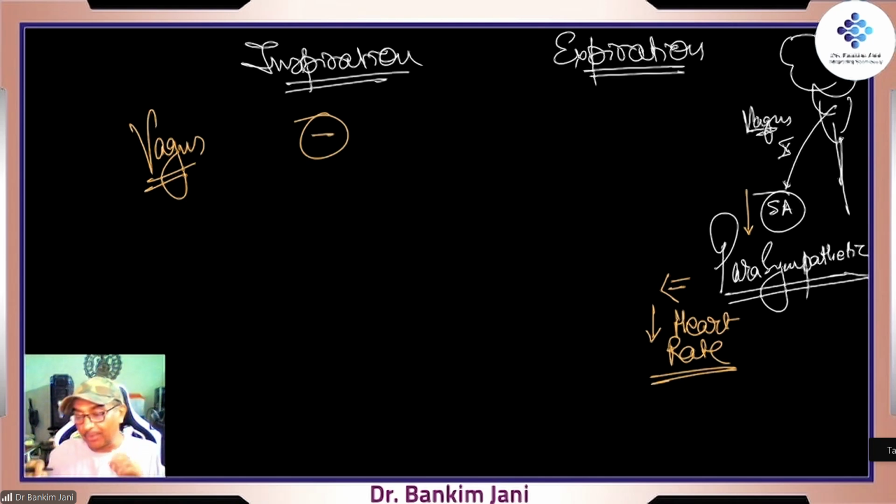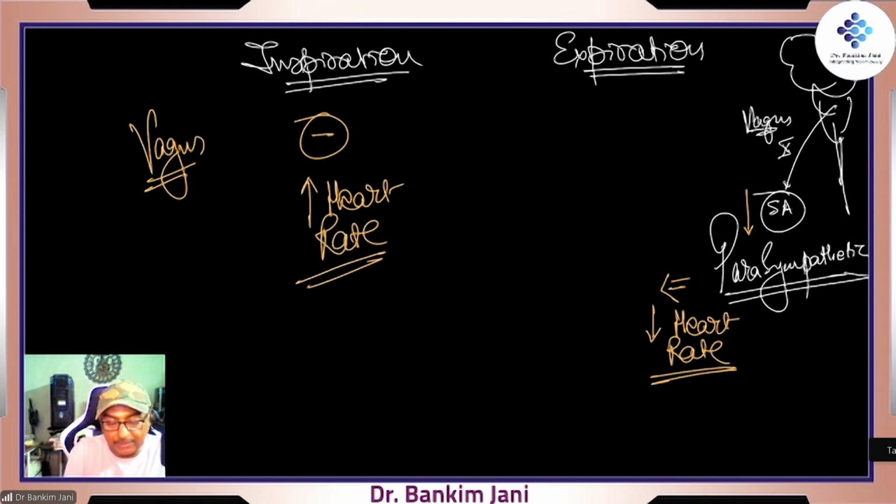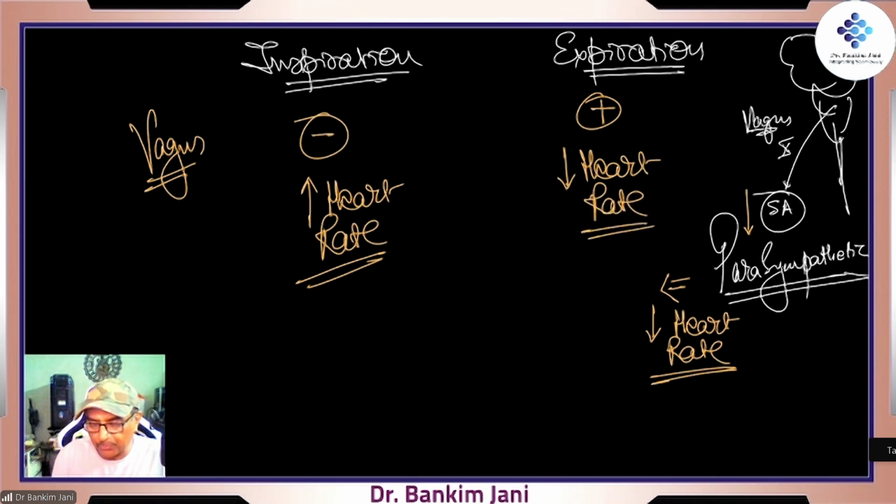Vagus will not speak, the heart rate will rise. So yes, it is true that during inspiration there is an increase in heart rate. This is completely normal physiology, right? But see the variations occurring. During expiration, the vagus stimulates, so it will suppress the SA node and decrease the heart rate. Though this difference is very subtle, it is measurable.